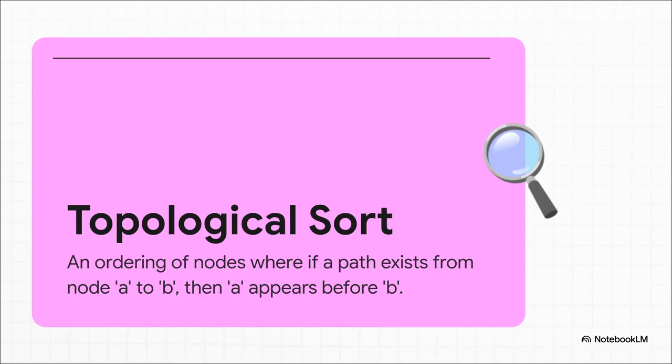So what in the world is a topological sort? Well, it's actually pretty simple. You're just lining up all the nodes of a DAG in a straight line. The one hard rule is that if there's an arrow pointing from node A to node B, then A has to show up earlier in the line than B. That's it. It's all about respecting the dependencies.